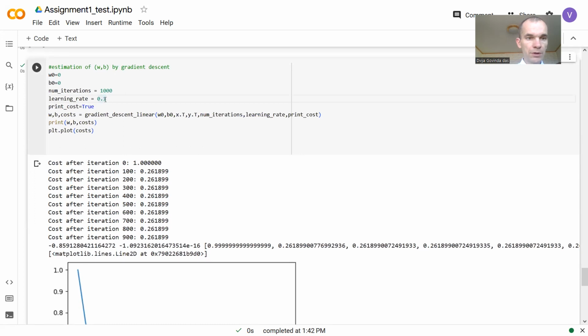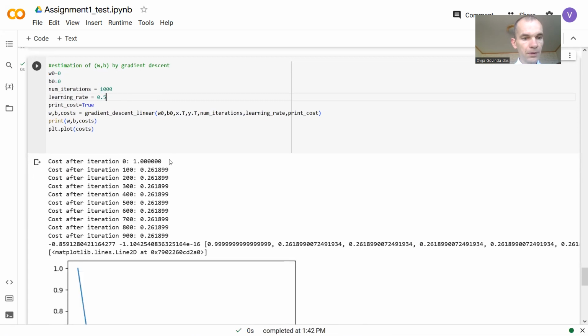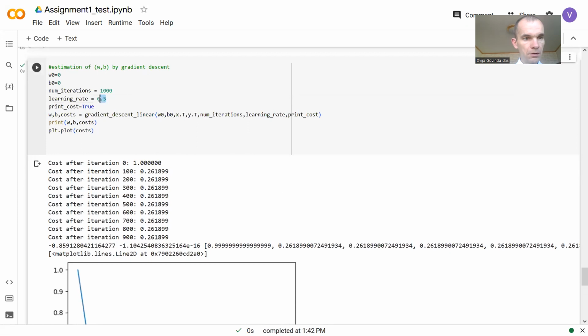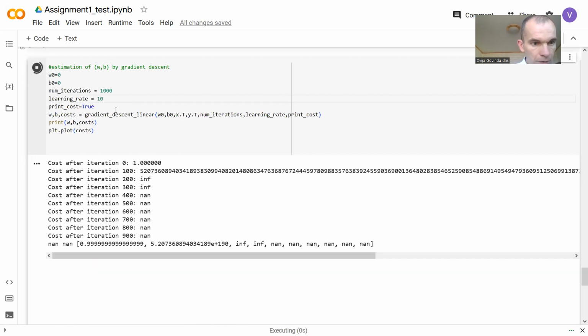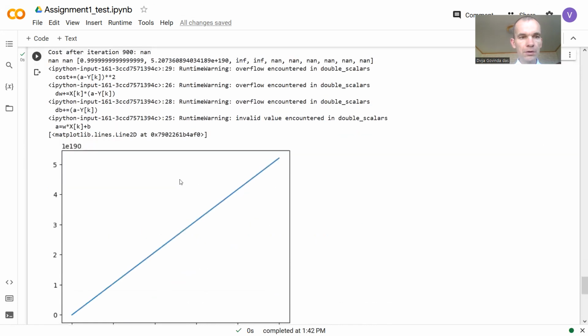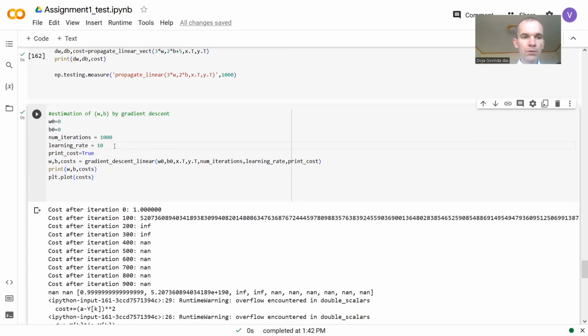But if I increase even more, for example, taking 0.5 as the learning rate, it still converges. Let us take 1, for example. Still converges. Okay, let us take 10. Now the gradient descent diverges. We have fantastically high, very large values of the cost function, and it diverges. So we must be very careful with the selection of a proper learning rate.